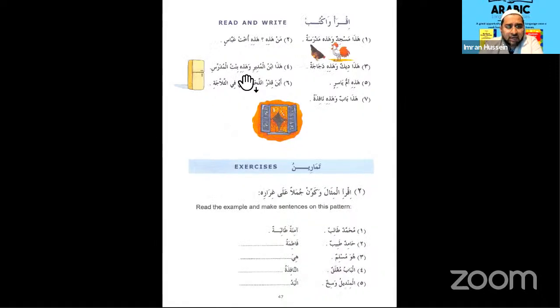Okay, let me explain. Hadha ibnul mudiri. So hadha is coming as the subject. Ibnul mudiri is mudaf ilay, and it's coming as the khabar. So here, hadhihi is the subject. Bintul mudarrisi. Remember, hadha and hadhihi always follow the actual noun being referred to. If it's a masculine noun, it will be hadha. If it's referring to a feminine noun, then it'll be hadhihi. Bintul mudarrisi is mudaf ilay, but is coming as the khabar itself.